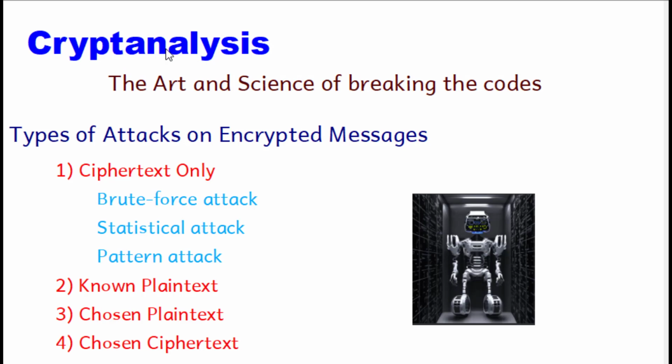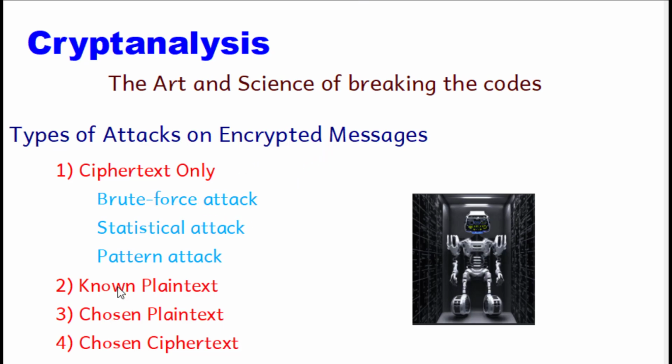Next comes cryptanalysis. What is the meaning of cryptanalysis? It is the art and science of breaking codes. Cryptography is the art and science of making codes, while cryptanalysis is the art and science of breaking codes. Now there are a few attacks. As we have seen in this symmetric cryptographic model, the attacker can get access to the encrypted messages.